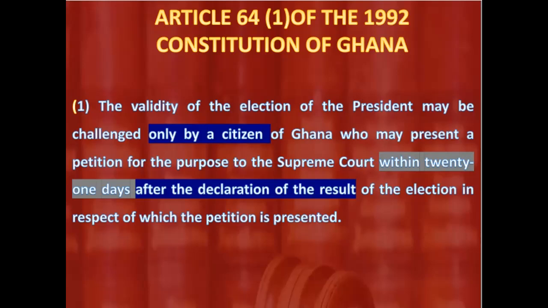The timeline is very important. Within 21 days after the declaration of the results of the election in respect of which the petition is presented. That is Article 64 of the 1992 Constitution. And it shows us the timeline we have to bring the election petition if it is in respect of a presidential election petition. Now, what if the election petition is in respect of challenging the validity of the election of a member of parliament? What is the timeline you have to bring the action? The answer is found in section 18 of the Representation of the People Law, 1992, PNDC Law 284.